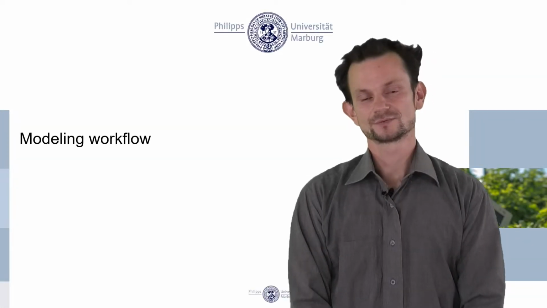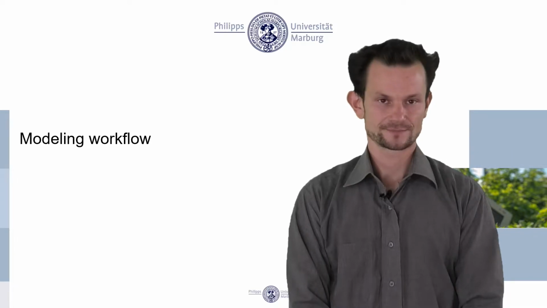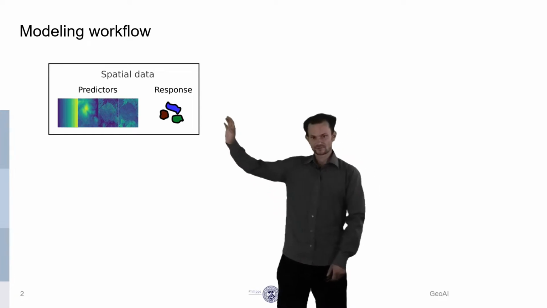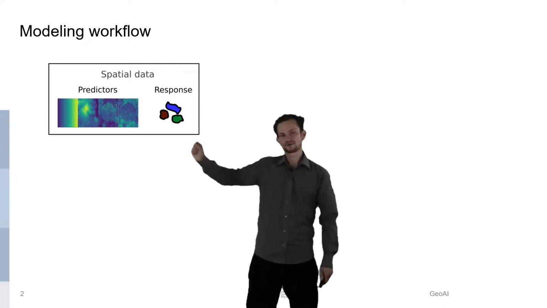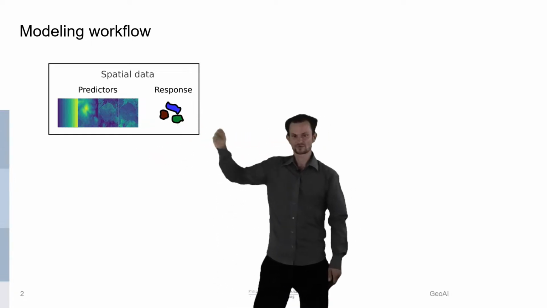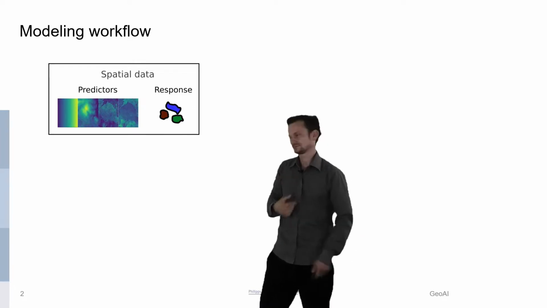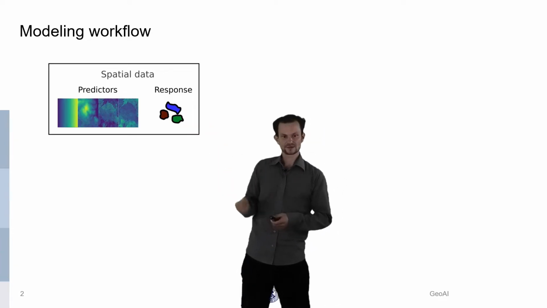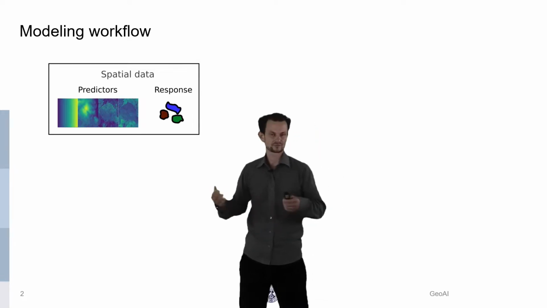Hello. In this video, I will show you a schematic workflow for machine learning with spatial data. The modeling workflow starts with spatial data. And there are two spatial data types: predictors and response data. The predictors are typically raster data, like, for example, environmental temperature or sunshine duration. The response data typically is given by vector data, like the position of landscape elements, for example, trees or houses.